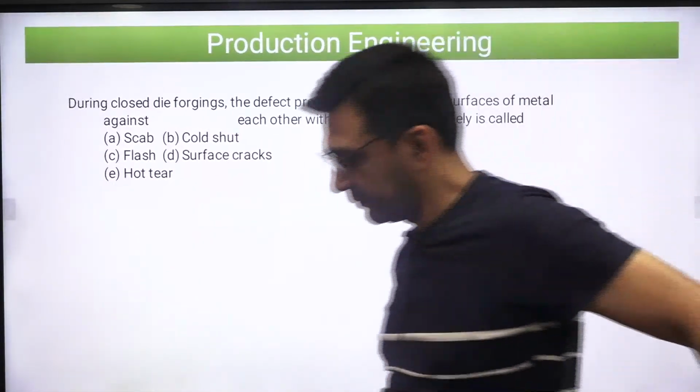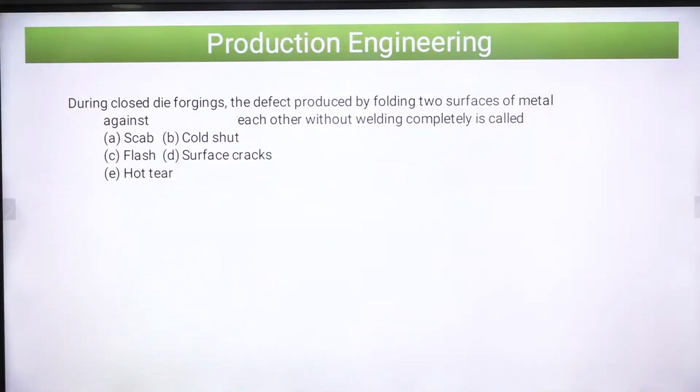Go through it. During closed die forging operation, the defect produced by folding two surfaces of metal against each other without welding completely is called what? Can you let me know what that defect is?